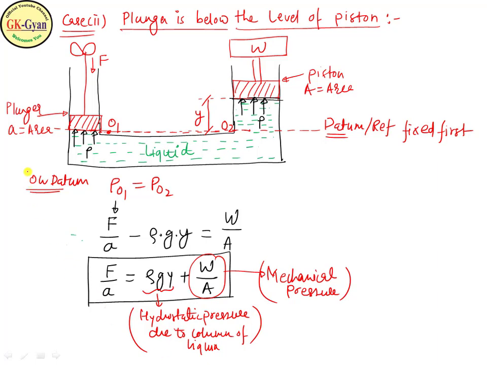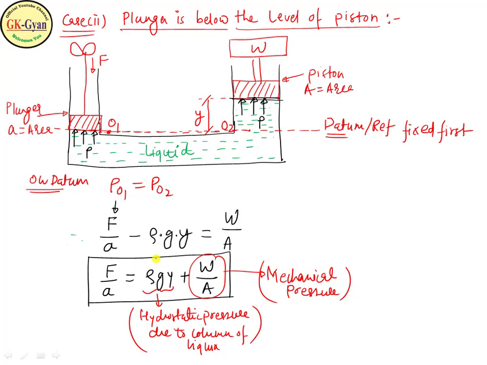Fix the datum first. Start from any point, that is PO1. At this point the pressure is F by A. Now move horizontally. In the horizontal direction there will be no change in the pressure. From this point you are moving upward, so it will be minus rho g y equal to W by A, whatever the pressure will be.